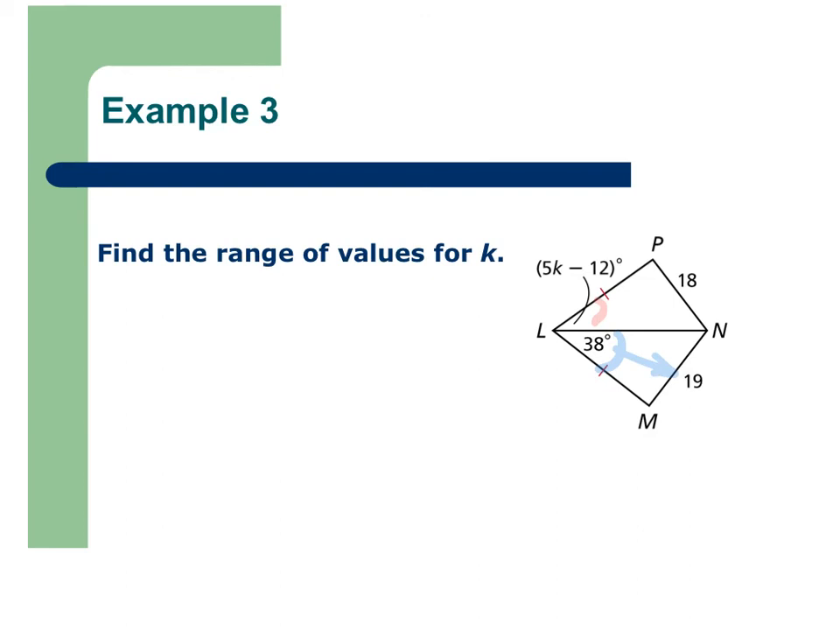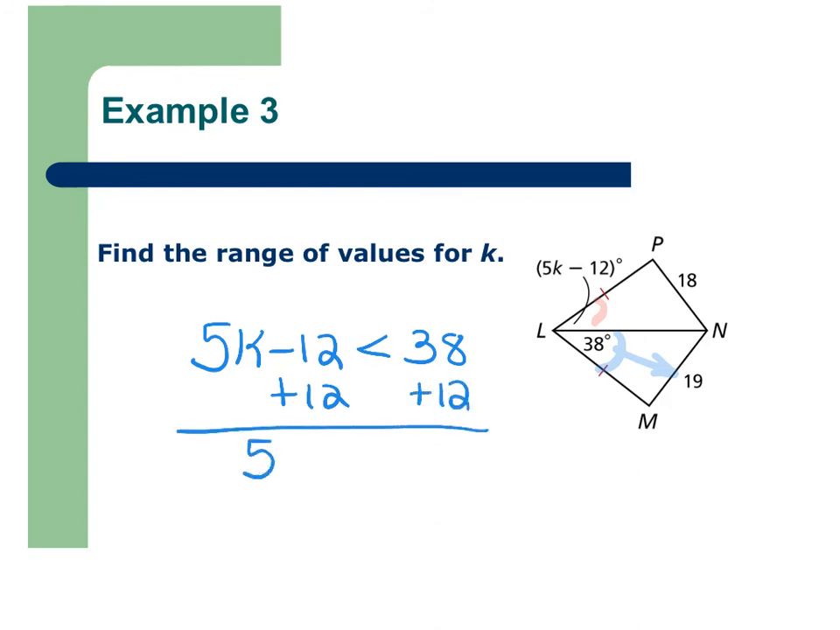So my inequality that I'm going to solve is, I know that the red one, the 5K minus 12, has to be less than 38. So I know that that angle can't be more than 38 degrees because it's the smaller angle. Everybody with me on that? All right, so now I'm going to go ahead and solve this. And K is less than 50. Divide by 5. So K has to be less than 10.